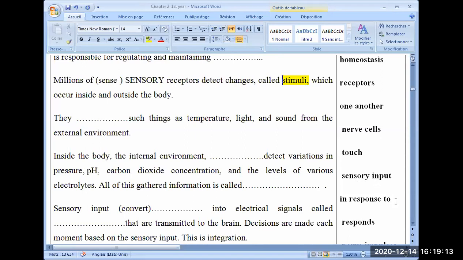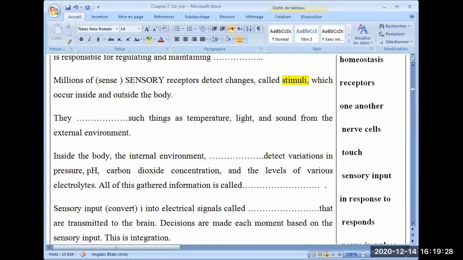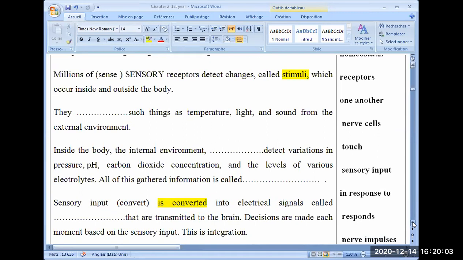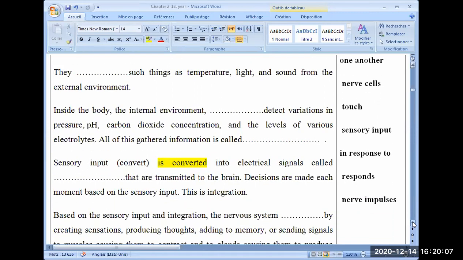Good. A sensory input converted into electrical signals called. What did you do for this word convert? Here we need the passive. The sensory input is converted into. Input is an uncountable noun, so it is converted. Madam, what do you mean by sensory input? I didn't understand this one. The sensory input is all the gathered information: the information about light, about temperature, about pH. Is it okay? Yeah.